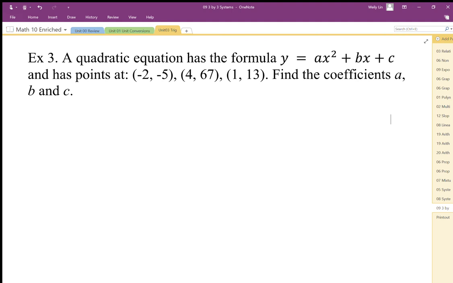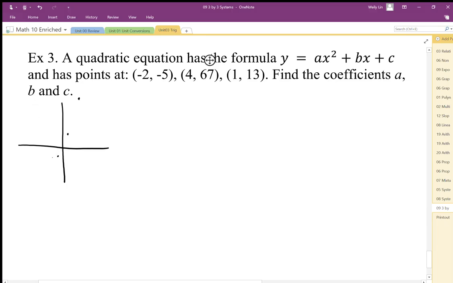A quadratic relationship has the formula ax squared plus bx plus c, where a, b, and c are unknown coefficients that we want to solve for. So if we have this quadratic, it has points at (-2, -5), so maybe somewhere around here, (4, 67), so way up here, and (1, 13), so maybe somewhere around here. Okay, and so it looks like we might have some parabola that looks something like that.